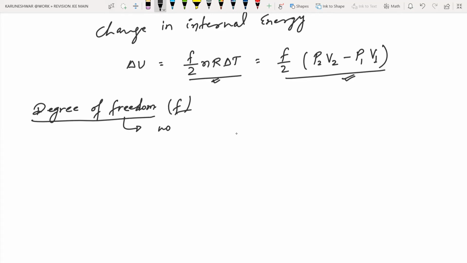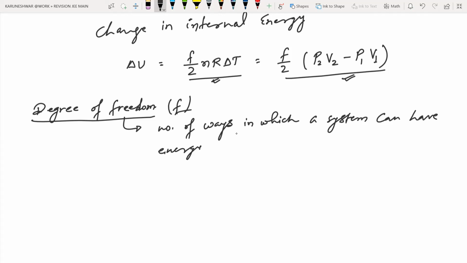So it is the number of ways in which a system can have energy. Number of ways here refers to the number of possible ways. So that we need to understand.